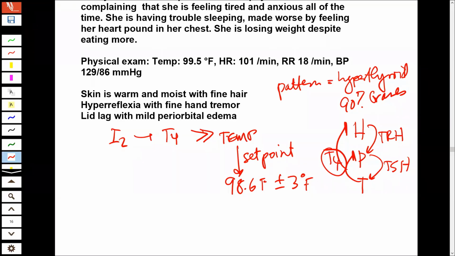And then remember, there's lots of variation, which can be diurnal. Your temperature varies a degree during the day. It can be hormonal. Remember, when women are in the progesterone phase, it goes up 1 degree. That's why people use temperature either to get pregnant or to avoid pregnancy.